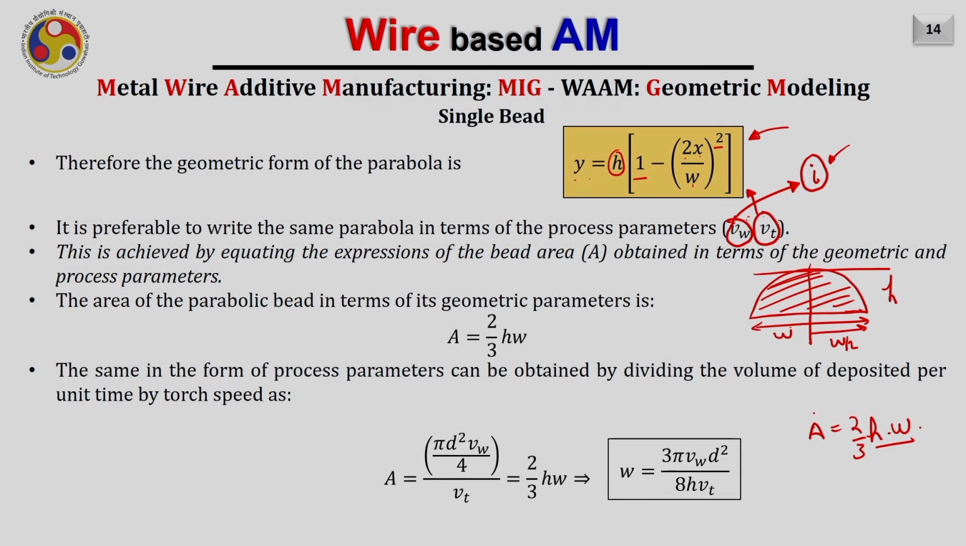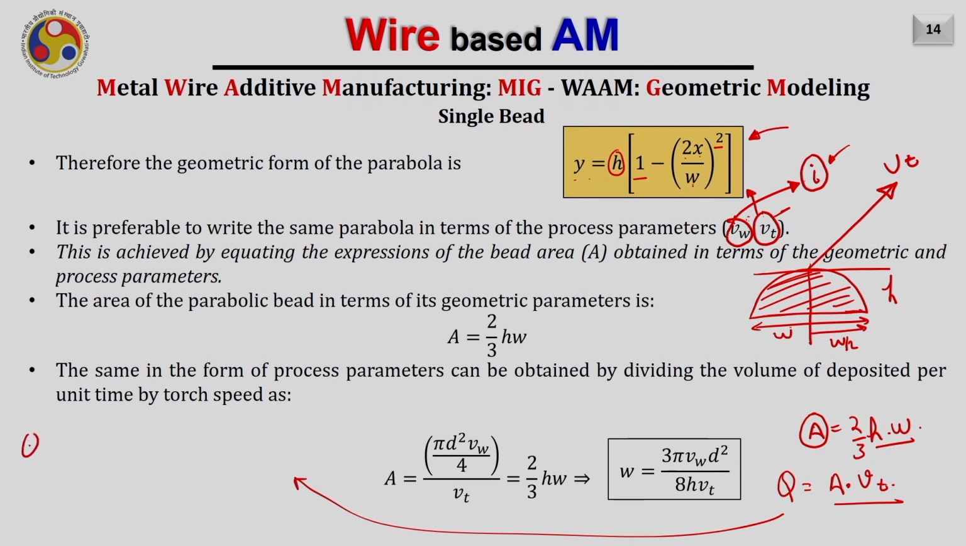If this is the area of the deposited bead and we are depositing with the speed of Vt, that is the torch speed, then the volume flow rate will be equal to area A into Vt. Let me write it here: Q equals the area, that is 2 by 3 h w, into Vt.